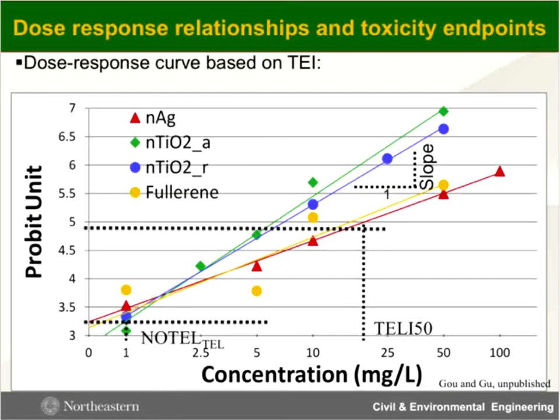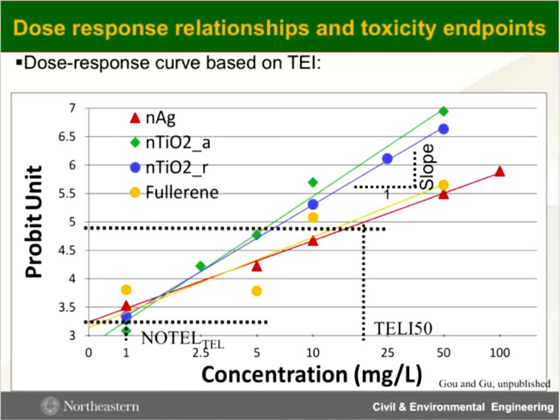The same figure I can also translate into another one. Instead of using tally direct number, we did a probability translation. Basically now the y-axis is a probability unit, which is the way toxicology people normally do it, and the x-axis is concentration. So with this kind of curve, now we can determine multiple endpoints based on this.